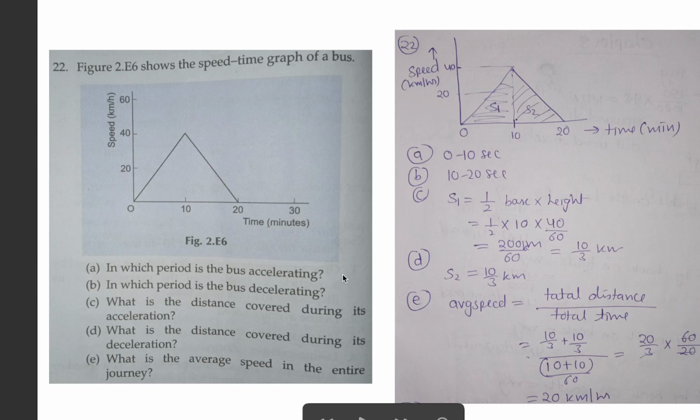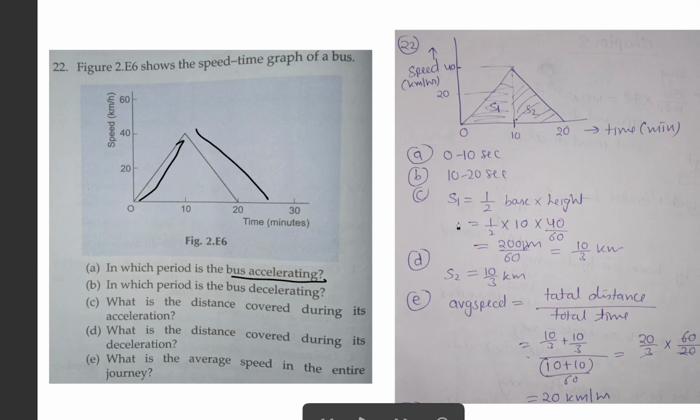In the 22nd question, the figure shows the speed time graph of a bus. In which period is the bus accelerating? Here the bus is accelerating because the velocity keeps on increasing. In which period is the bus decelerating? Because the velocity is going to 0, deceleration is there. What is the distance covered during its acceleration? So they want us to calculate the distance. For the distance we will calculate the area under the graph of this triangle.